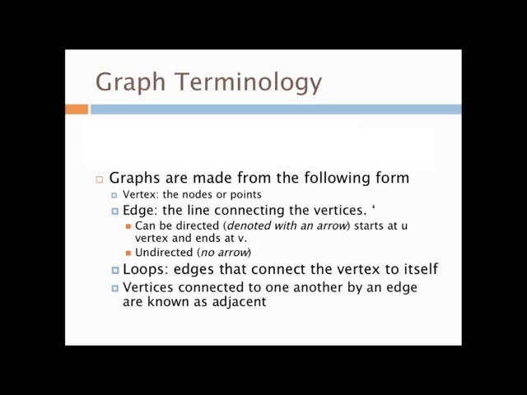Graphs are made from the following form. There's a vertex, which is the nodes or the points, an edge, which is the line connecting the vertices. It can be directed or undirected. There are loops, which are edges that connect to the vertex itself. And vertices connected to one another by an edge are known as adjacent.